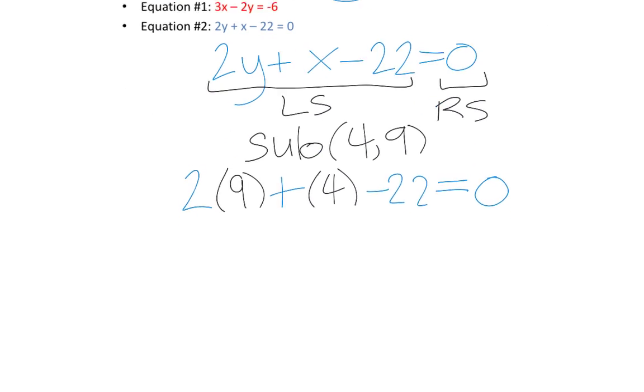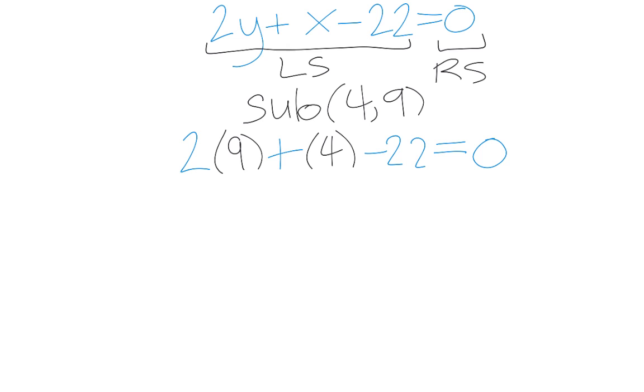And let's move this up to create more space. 2 multiplied by 9 is 18. This plus 4 just stays exactly the same. I can remove it from the brackets because nothing's really being done to it. The negative 22 stays the same, and this 0 stays the same.